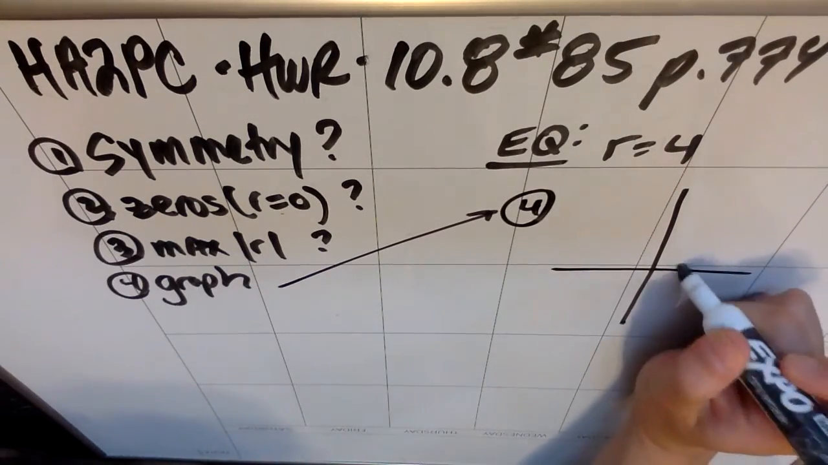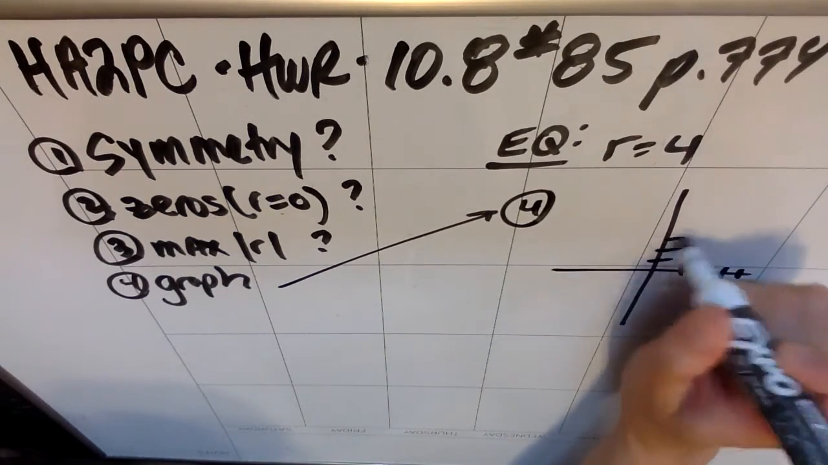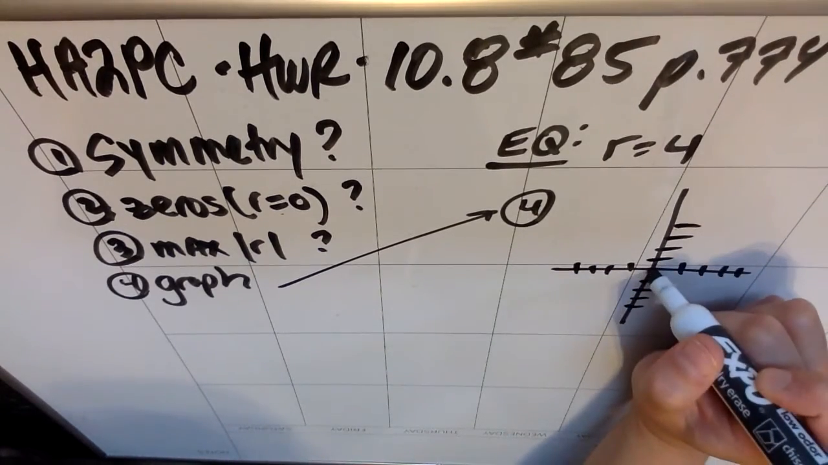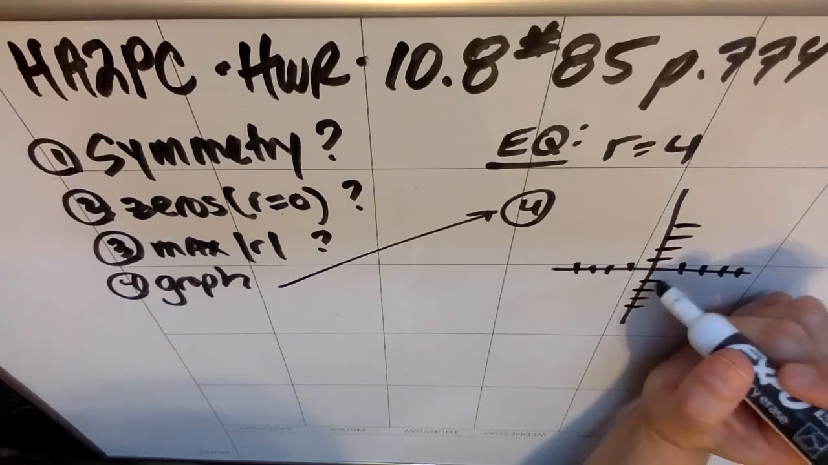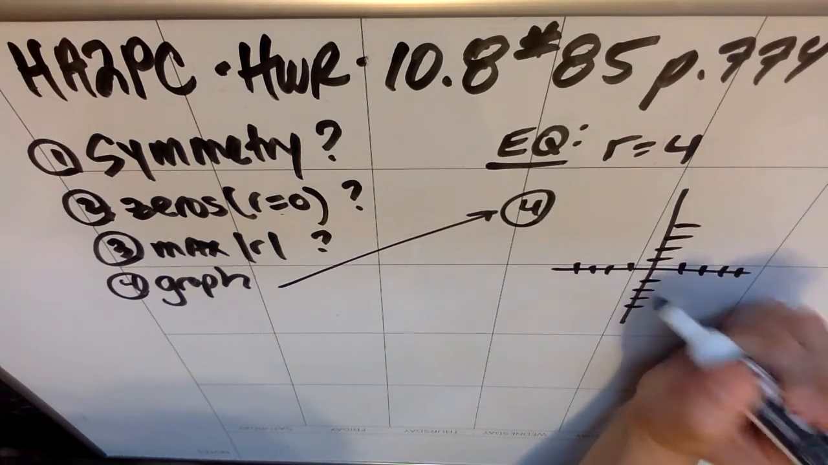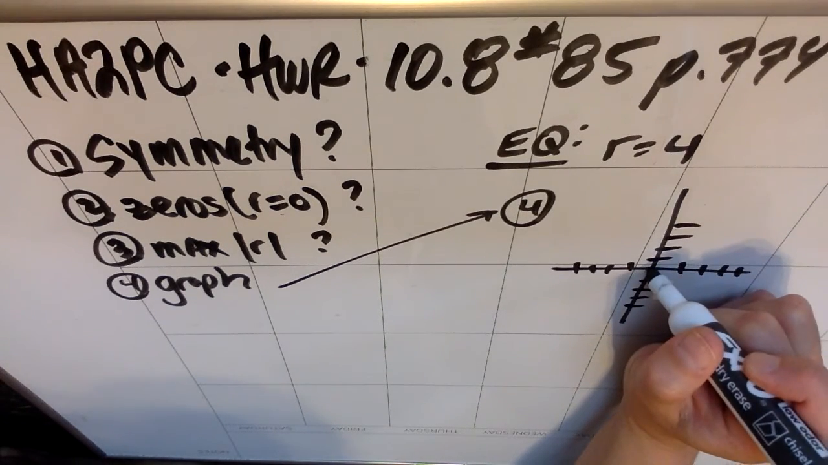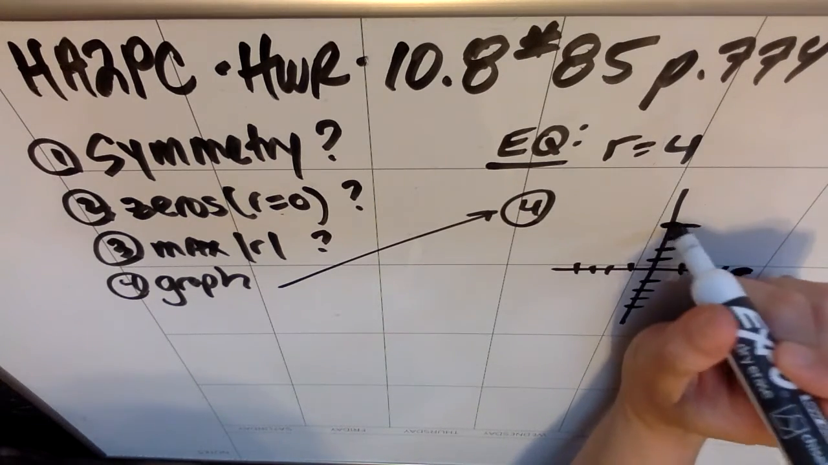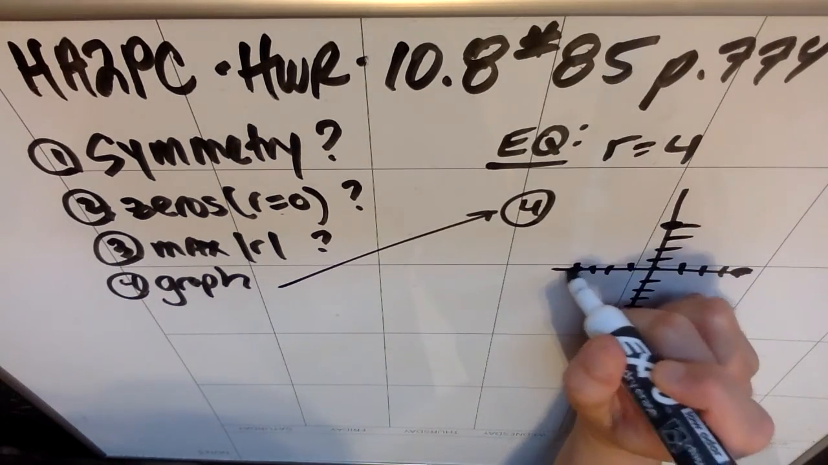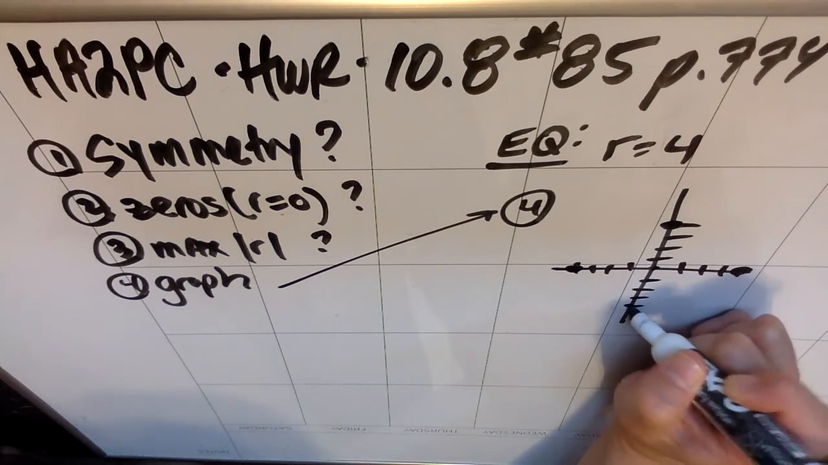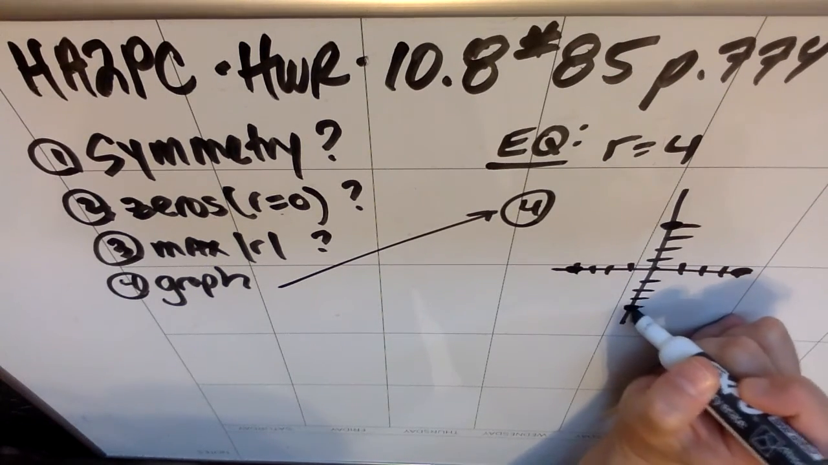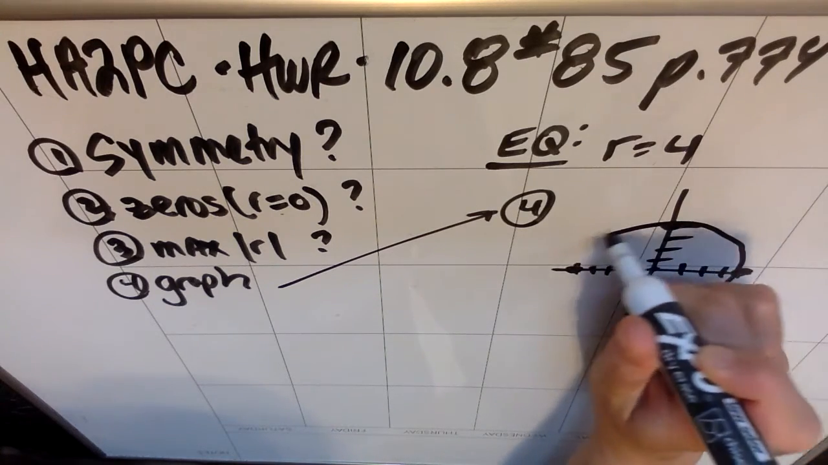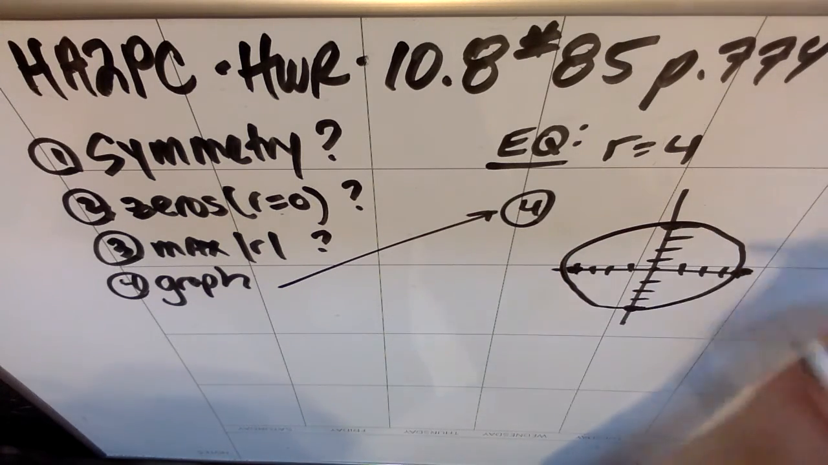So 1, 2, 3, 4 on each axis. Regardless of what theta, what direction I turn, I'm supposed to walk 4 units from this pole. So if I'm at a theta of 0, I walk 4 units out here. If I'm at a theta of pi over 2, 4 units out. If I'm at a theta of pi, 4 units out. If I'm at a theta of 3 pi over 2, 4 units out. But anywhere else in the middle, guess what? Also 4 units out. So that's a circle of radius 4. That was a terrible drawing, but you get the idea.